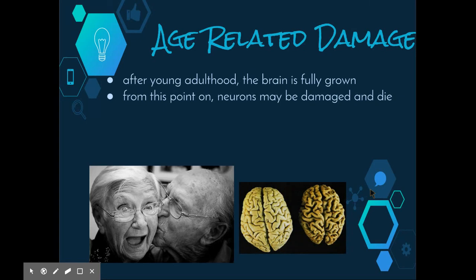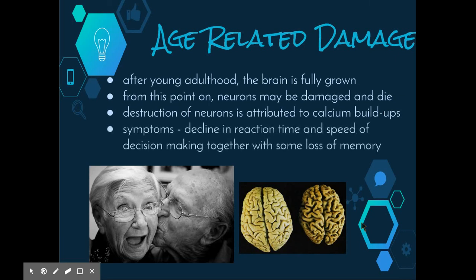In total, usually, however, the change is minimal, so probably not as extreme as this image here. So also, other neurons are able to change their synaptic connections so that learning may continue as a lifelong process. The destruction of some neurons can be attributed to a buildup of calcium, which affects the movement of the other ions that we need during the action potential. So some symptoms of age-related damage include a decline in reaction time and speed of decision making, along with obviously the most common one that we see, which is the loss of memory.